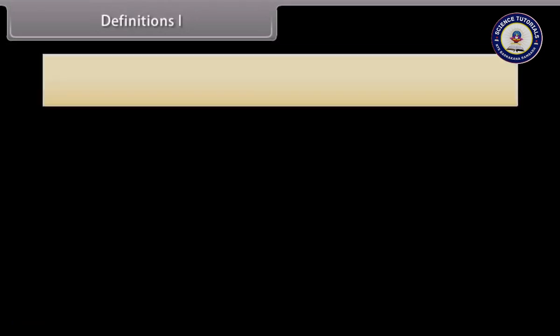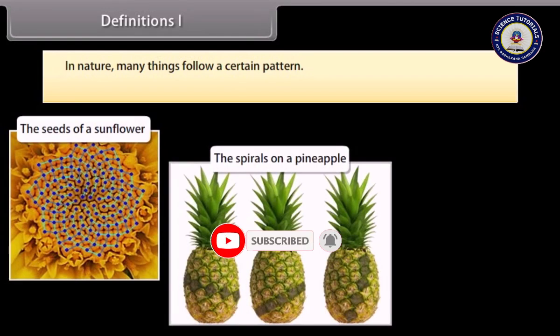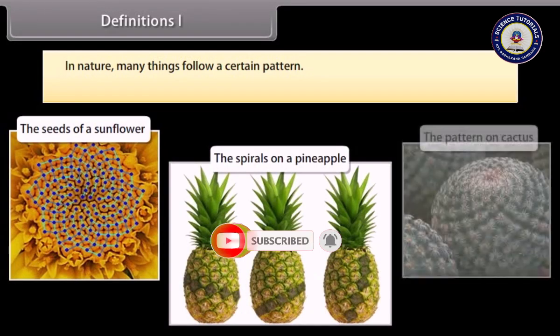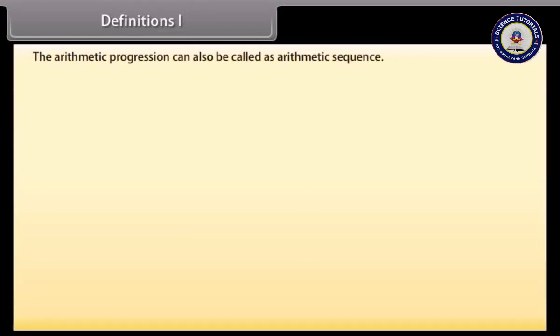Definitions 1. In nature, many things follow a certain pattern, such as the seeds of a sunflower, the spirals on a pineapple, the pattern on cactus, and so on. Arithmetic progression is a study of one of such patterns. The arithmetic progression can also be called arithmetic sequence.